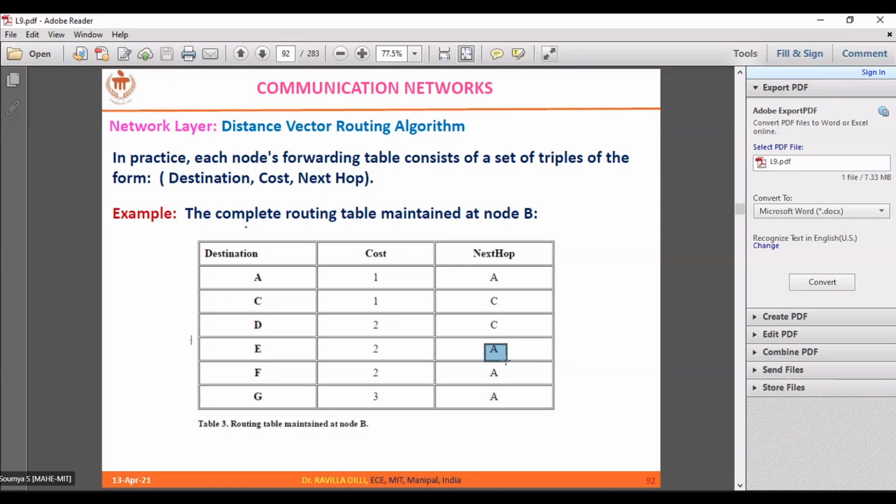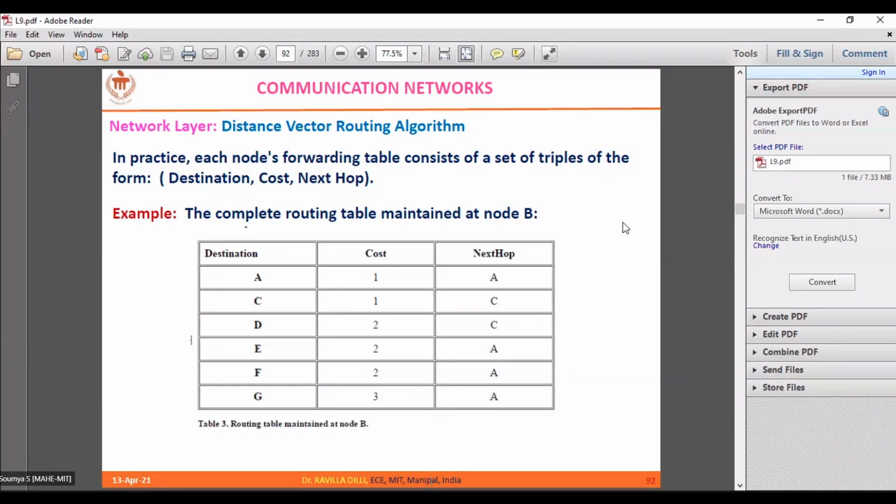So these are the three columns in a routing table: the destination, the cost to that destination, and the next hop that has to be taken in order to reach that particular destination.